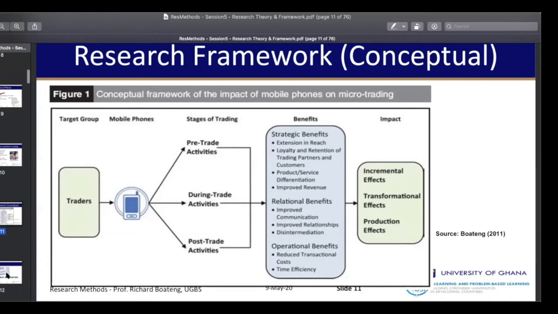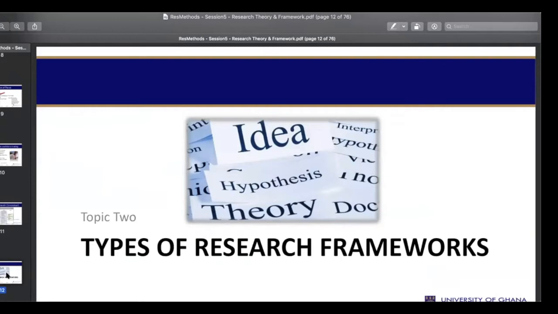So I was just trying to emphasize here that when you have a research frame, what does it do? It tells you the limits of the frame, the limits of the question, the outline, the questions, the variables that you are going to study in your research work, and it informs you on the data you are going to collect.